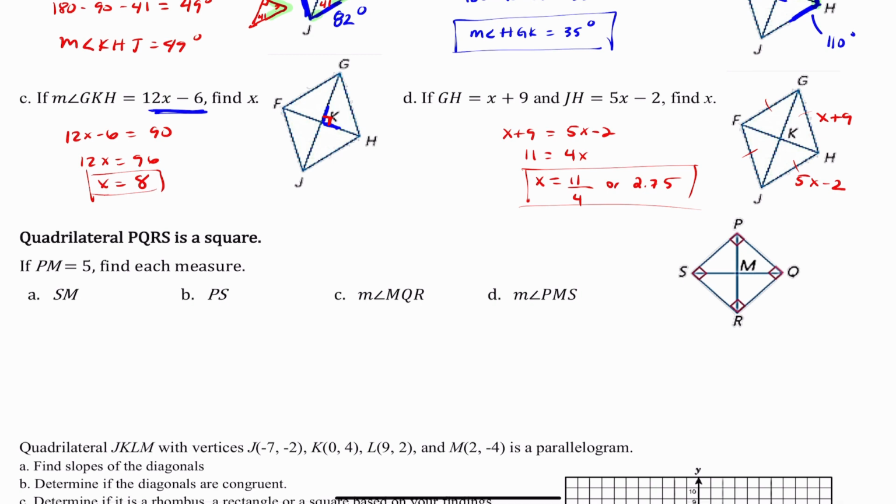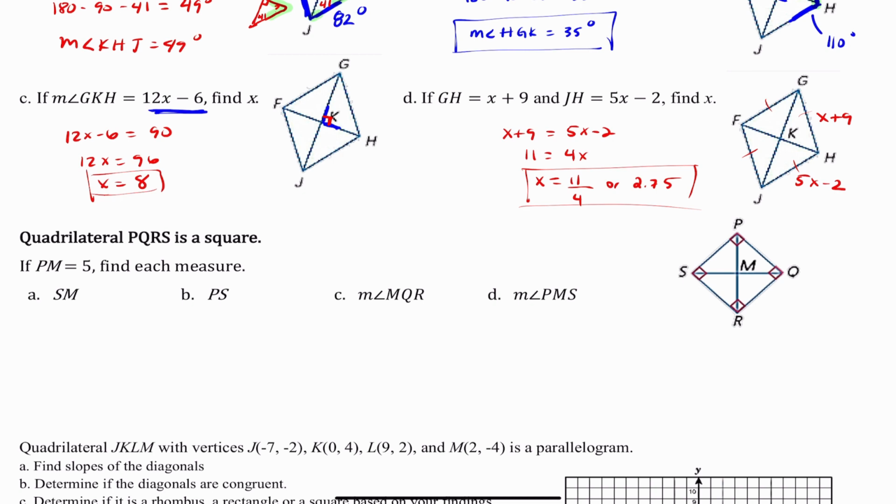Here, this is great. Quadrilateral PQRS is a square. So what can we say about a square? Well, it has all the properties. The diagonals bisect, and they are congruent. All angles are right. All sides are congruent, and so on and so forth.